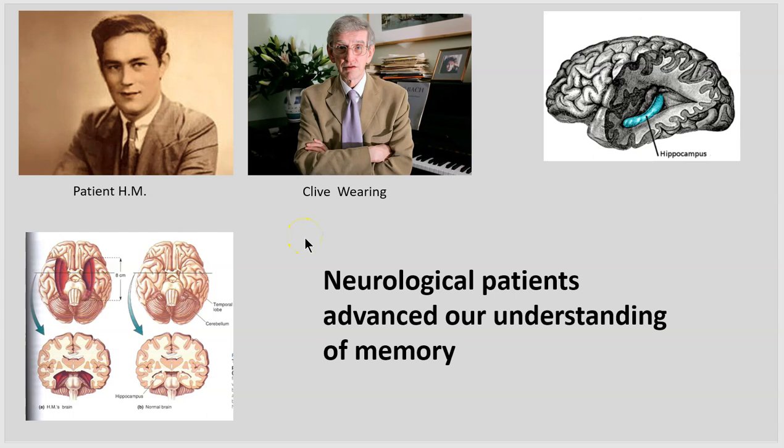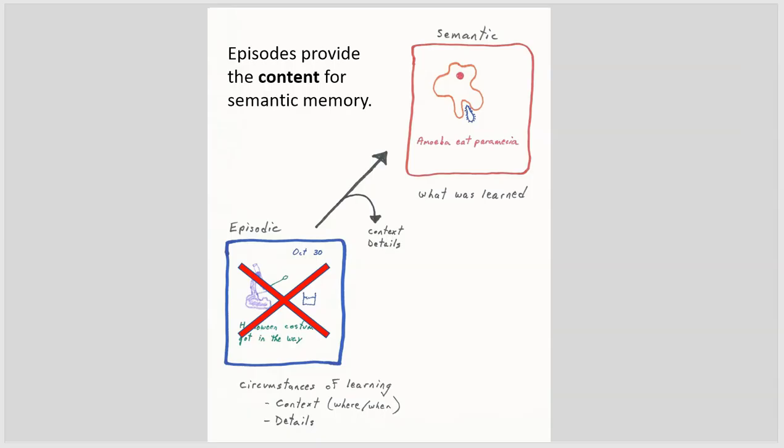They couldn't make new episodic memories, and because episodic memories provide the content for semantic memory, they couldn't make any new semantic memories either. So they couldn't learn about their events in their own life, they couldn't remember the events of their own life, and neither could they then learn about things in the world, because you need to be able to make an episodic memory to provide the content for what we're going to store in semantic memory.